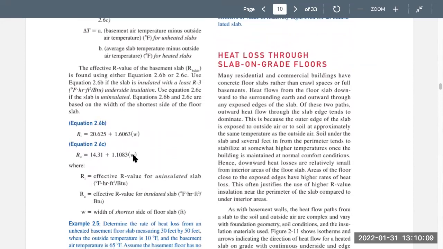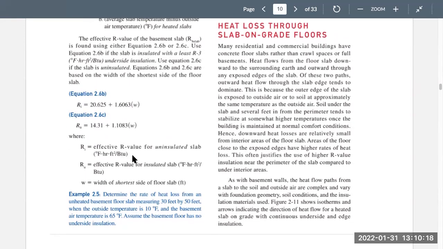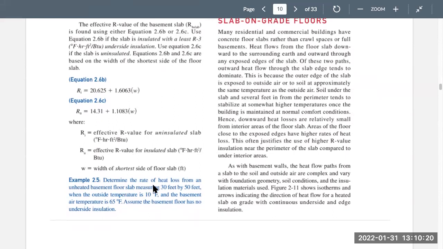Which would be this one. So how does that work? Well, all we have to do is type in the numbers pretty quick. So let's look at an example. Determine the rate of heat loss from an unheated basement floor slab measuring 30 feet by 50 feet. So that's the size of a basement. Now, W stands for the shortest side of the floor slab or the floor basement. So in this case, it's going to be 30 feet.